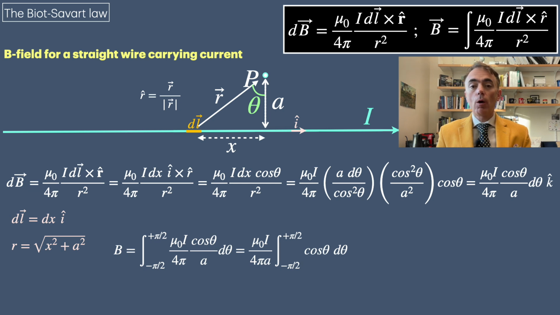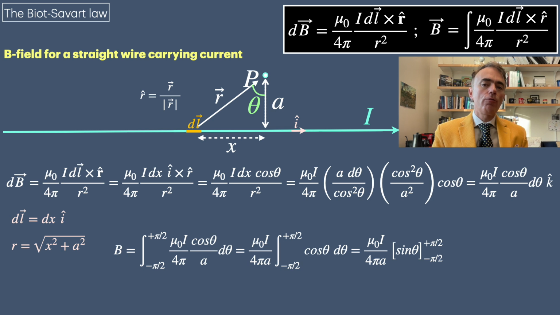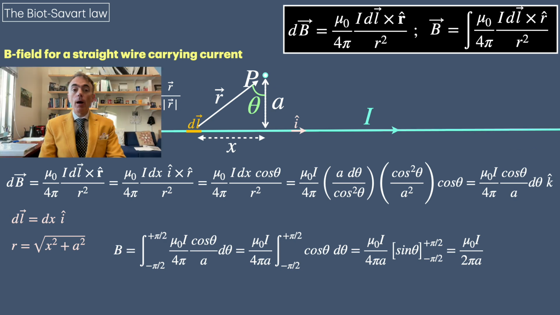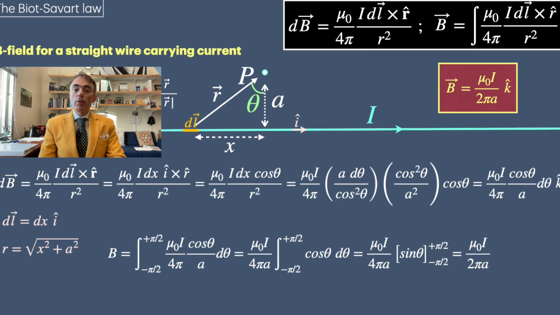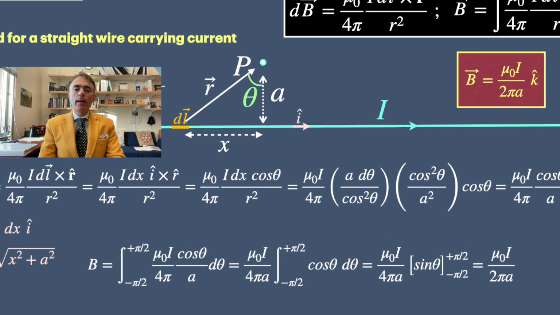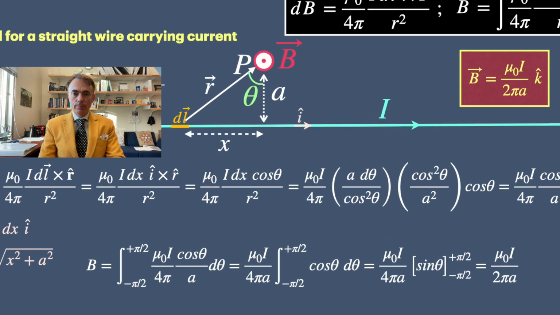The integral of the cosine is the sine, so sine of pi over 2 is 1, and minus sine of negative pi over 2 is 1, so the magnetic field is mu naught over 2 pi a times I. And remember that this points in the k hat direction.